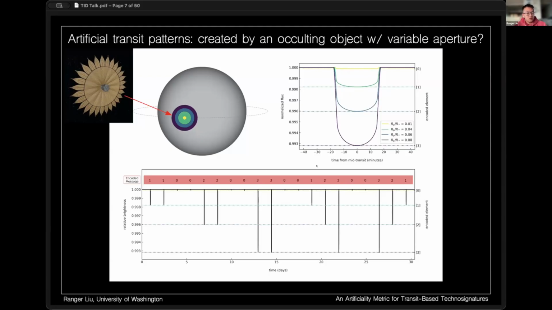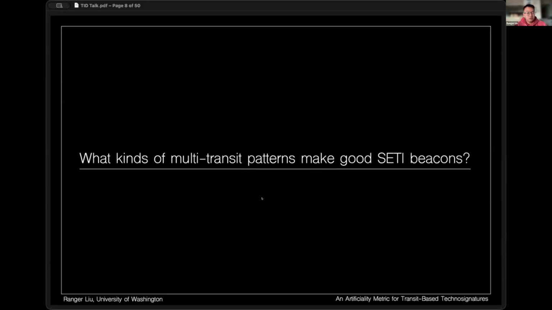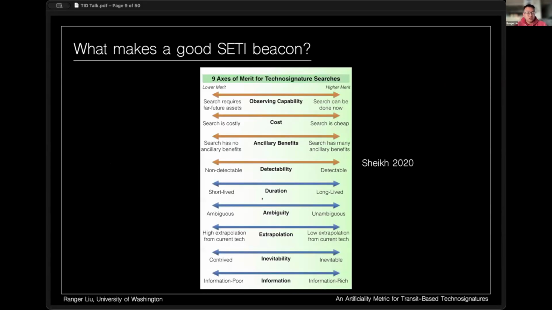So with this potential scenario to create artificial transit patterns in mind, we want to think about the question of what kinds of multi-transit patterns would make good SETI beacons. We can first take a step back and think about what makes a good SETI beacon in general. And we're going to think about this in a similar manner as Sheikh's 2020 nine axes of merit, which I'm sure we're all very familiar with.